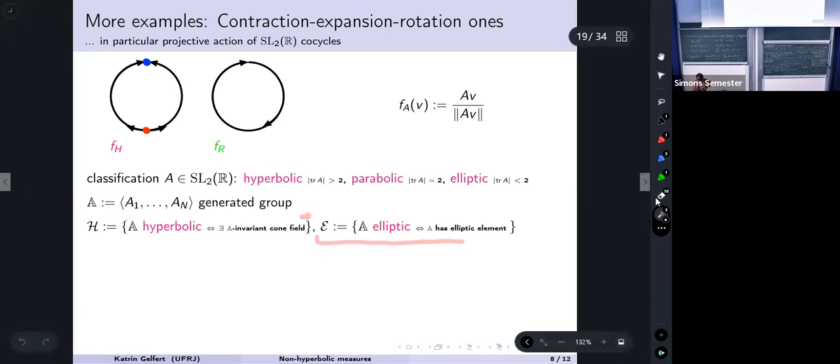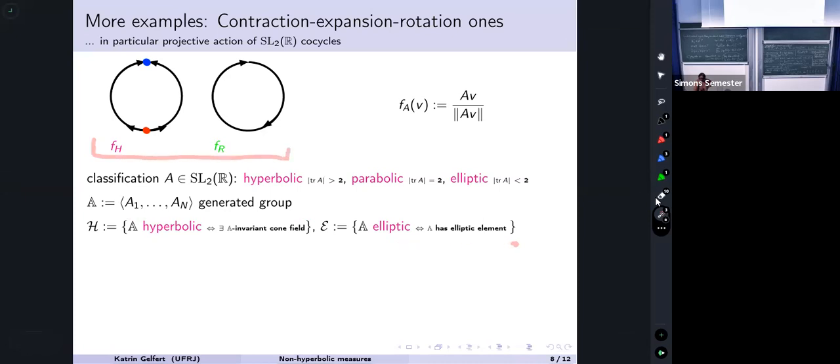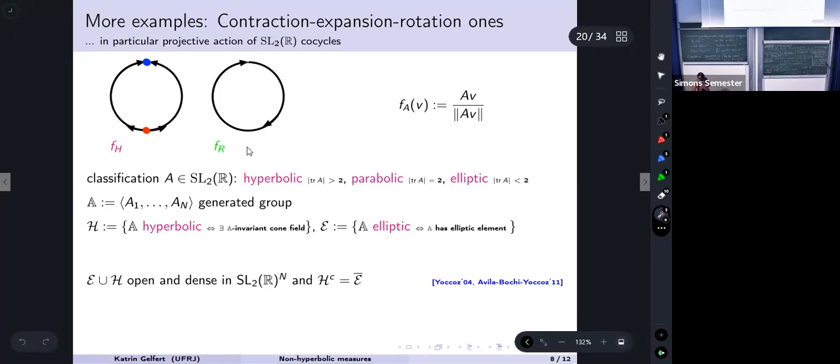And the second concept is ellipticity. So you call such a cocycle elliptic if it has at least one element, so one element of the group must be elliptic. So for example, if you have these two maps, it has an elliptic element, and hence it's not a hyperbolic one. Okay, so there are some interesting things to say about elliptic and hyperbolic cocycles. For example, in two papers by Yoccoz and one by Avila, Bochi, and Yoccoz, they proved that the union of those two sets, elliptic and hyperbolic cocycles, is open and dense in SL2R^n, and the complement of the hyperbolic ones is the closure of the elliptic ones.